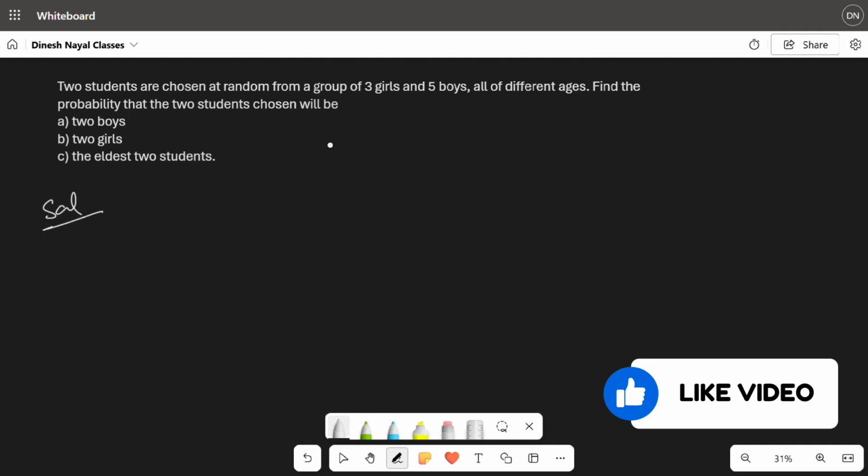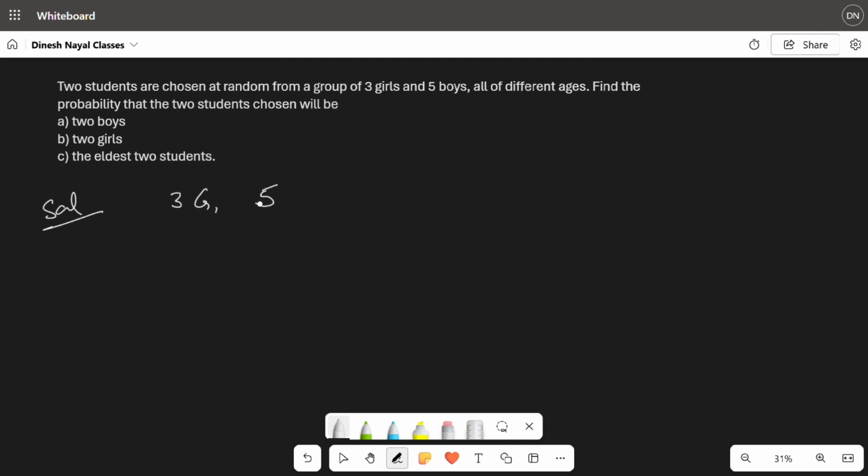First of all, see how many girls there are. There are 3 girls and 5 boys. Our A part is 2 boys. So the first boy will be selected. What's the probability of the first boy? There are 5 boys, so 5 by 8 times. Now the second boy. One boy is already selected, so the number of boys left will be 4 and the total will be 7. So this is 20 by 56. Solving it further, you get 5 by 14.